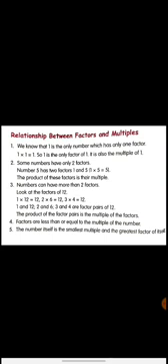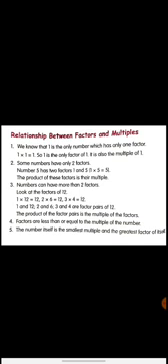Third, a number can have more than two factors. Look at the factors of 12. 1 into 12 is equal to 12, 2 into 6 is equal to 12, 3 into 4 is equal to 12. So these are the different factors which, when multiplied, give the product 12. 1 and 12, 2 and 6, 3 and 4 are the factor pairs of 12. The product of the factor pairs is the multiple of the factors.